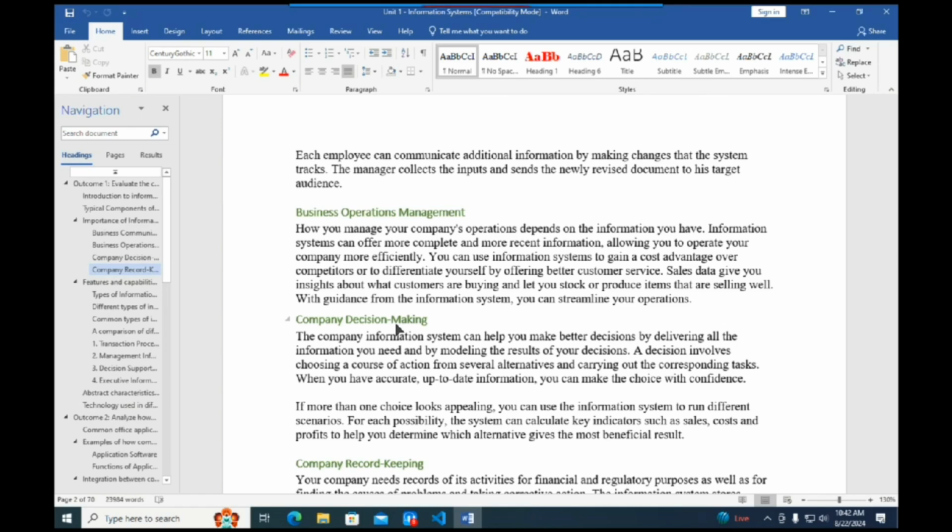You have the data that you are keeping, maybe for products that you sell or services that you offer. They are going to give you insights about what customers are buying, and they are going to help you decide what to stock, what items to produce more, and what items are selling more, from the information that you get from your information system.